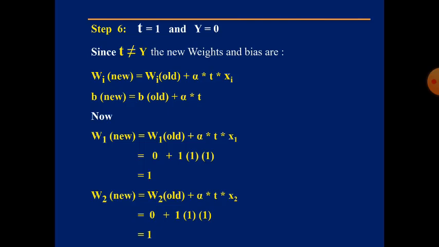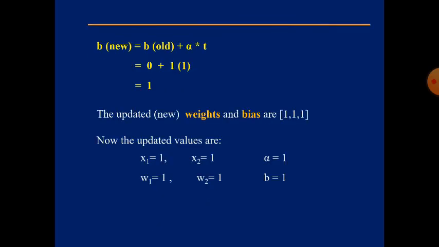Now if we calculate the new weight, W1 equals old weight 0 plus alpha 1, t is 1, x1 is 1, so W1 is 1. Similarly, new weight W2 equals old weight 0 plus alpha 1, t is 1, x2 is 1, so W2 is also 1. New bias equals old bias 0 plus alpha 1, t is 1, so the new bias is 1. So the updated weights and bias are W1 is 1, W2 is 1, bias b is 1.